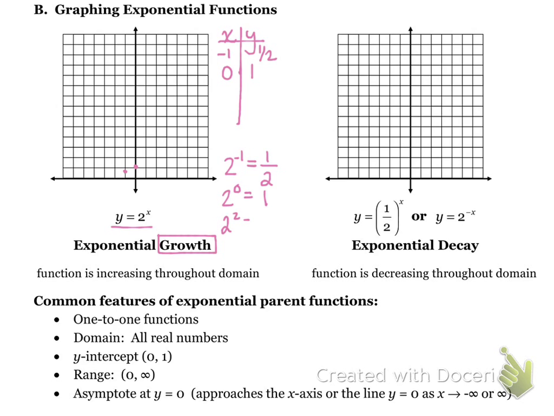Oh, I skipped 1. Yes, 2 to the 2 is 4, but 2 to the 1 is 2. So if I plug in 1, I get 2. And then 2 to the 2 is 4. So I plug in 2 and I get 4, which is up here. And I could even go one step further and say that 2 to the 3 is 8.